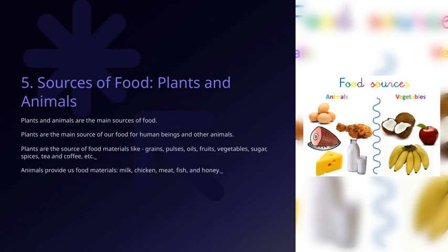On the other hand, animals also provide us with important food sources. We get milk from cows and buffaloes, and from chickens, we get eggs, which are a good source of protein. We also enjoy meat from animals like cows, goats, and sheep, as well as fish from aquatic environments. Honey, produced by bees, is another valuable food source from animals. Both plants and animals play a crucial role in our diet, supporting our health and well-being. So, understanding where our food comes from helps us appreciate the diversity and importance of these natural sources.